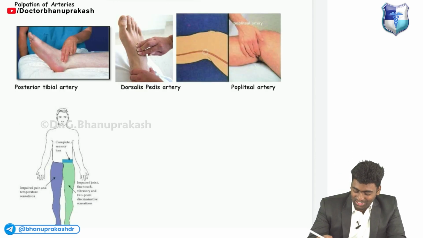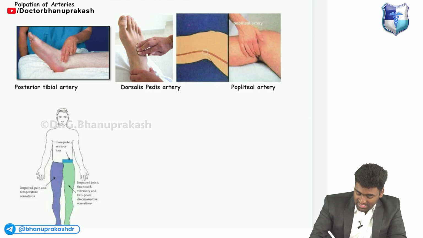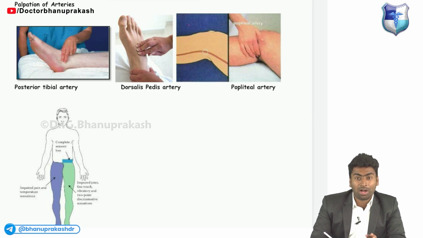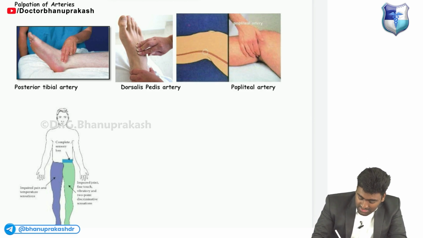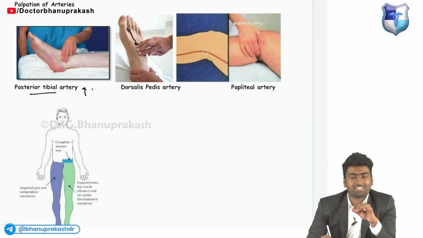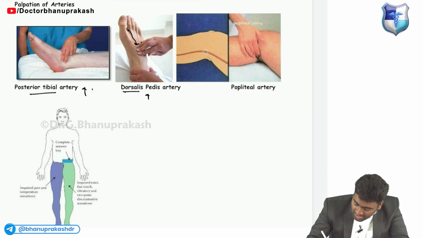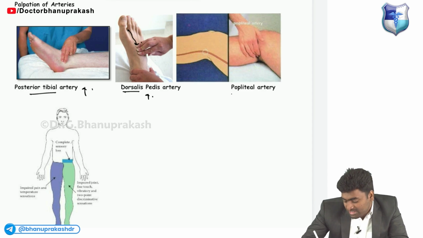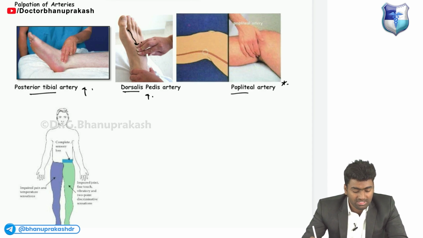Right? So if you see palpation of these arteries around the medial malleolus, it is the posterior tibial artery palpation. Around the base of the first metatarsal, it is the dorsalis pedis artery. Behind the knee, it is the popliteal artery. So these are the few arteries you should remember.